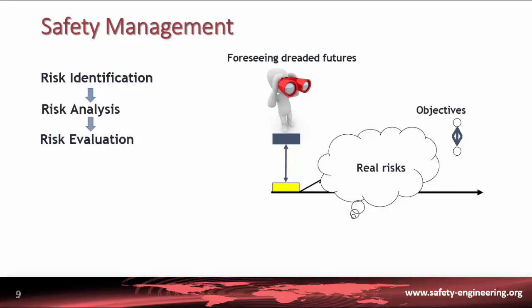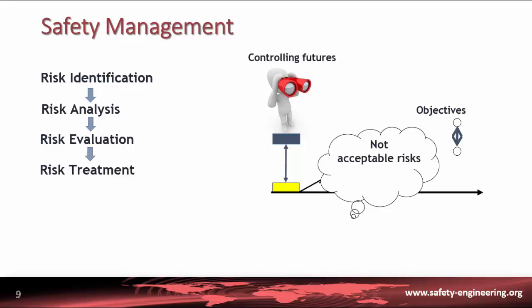Risk evaluation aims to foresee future dreaded events and highlights the unacceptable risks. The explosion is not acceptable because it may cause fatalities. Finally, risk treatment aims to control the future. Risk controls are introduced to make unacceptable risks acceptable. For instance, the gas tank is equipped with a safety valve which releases gas when the pressure gets too high, preventing an explosion.